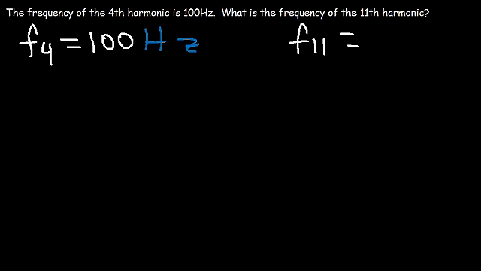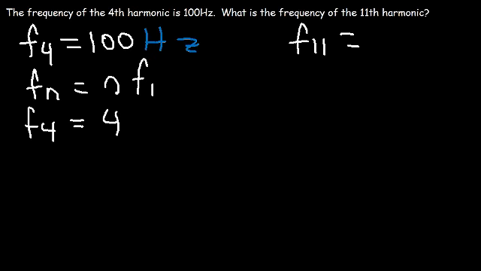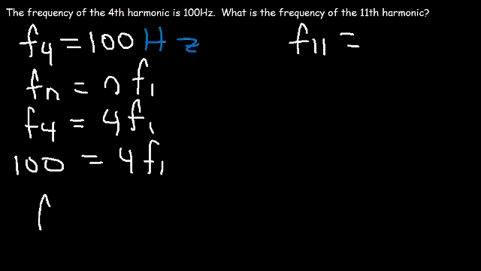So first, let's calculate the fundamental using the equation Fn is equal to n times F1. So F4 is 4 times the value of F1. So if F4 is 100, that means that the fundamental frequency is 100 divided by 4, which is 25 hertz.